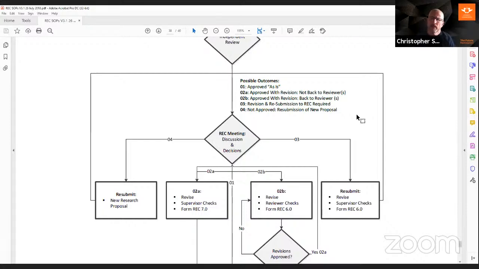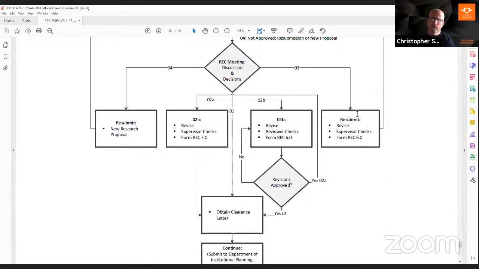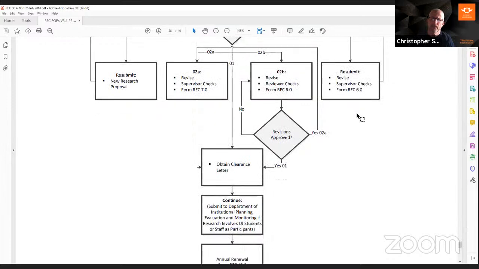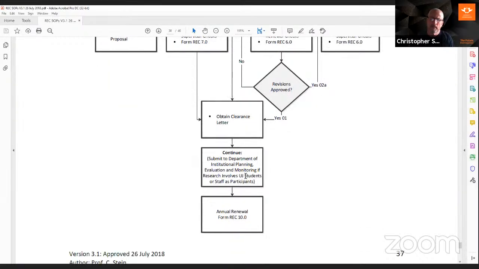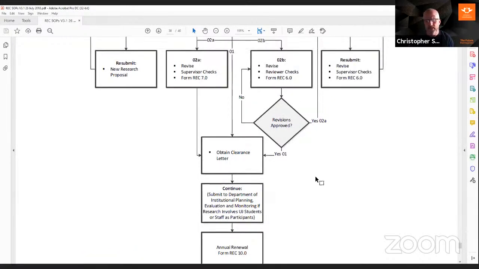So once the decision is made, it then appears in the minutes of that meeting. But the process after that is basically very similar, in the sense that the feedback goes back to the supervisor or the researcher, and revisions are made according to whichever code was given, and eventually a clearance letter will be issued. So those are basically the 2 streams of review.